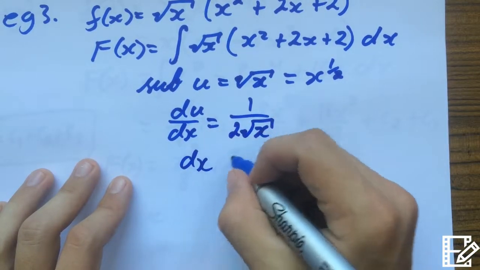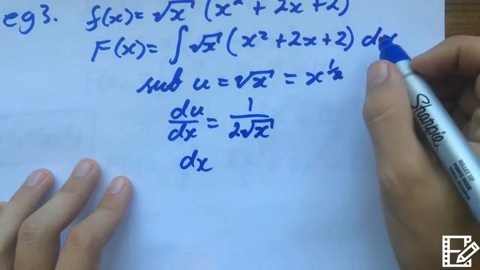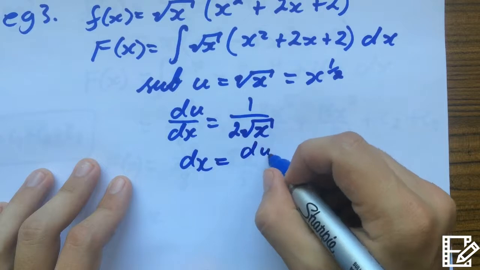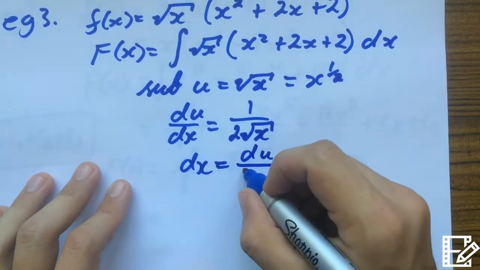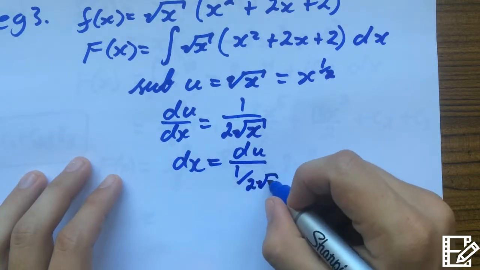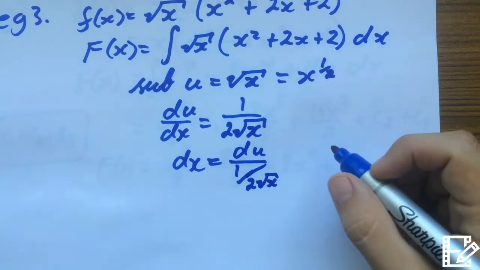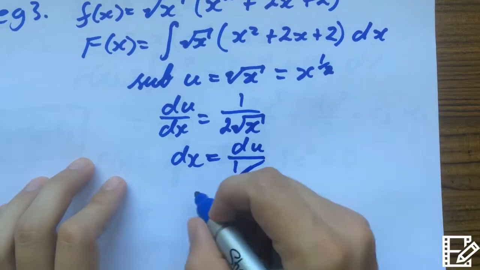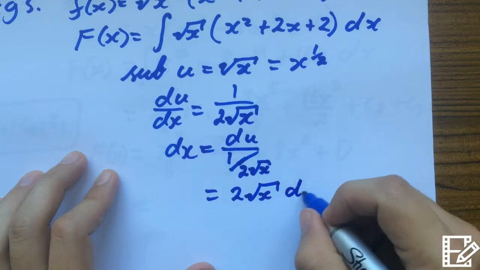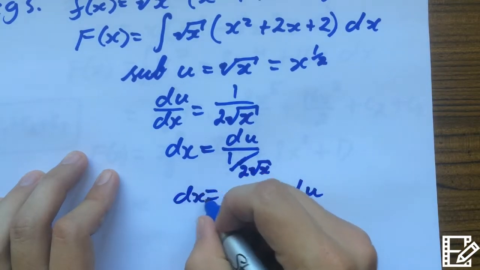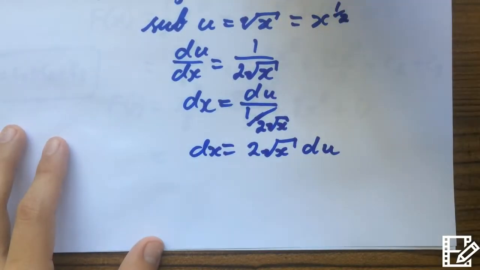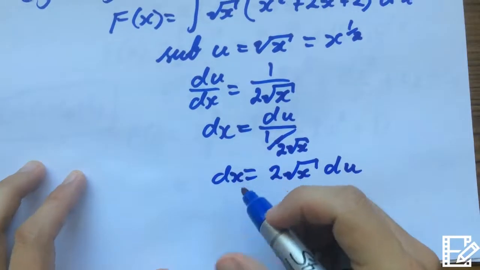And isolate dx on its own, because we need a dx on its own so we can multiply it in here. And that will equal du on 1 on 2 square root of x, or that will equal 2 square root of x du. Okay. Now what I'm going to do is rewrite it.